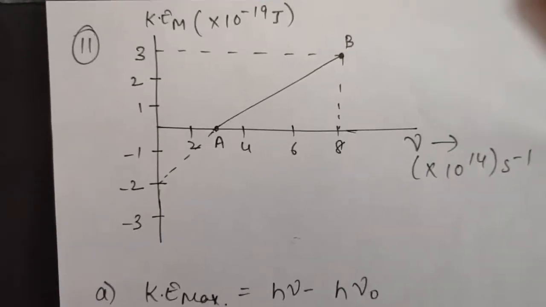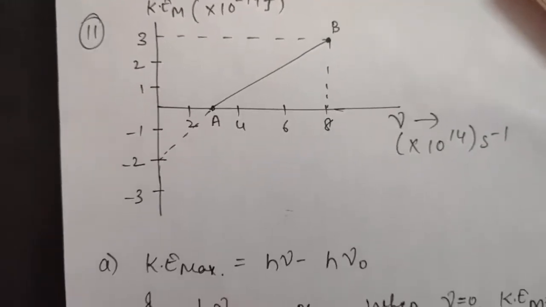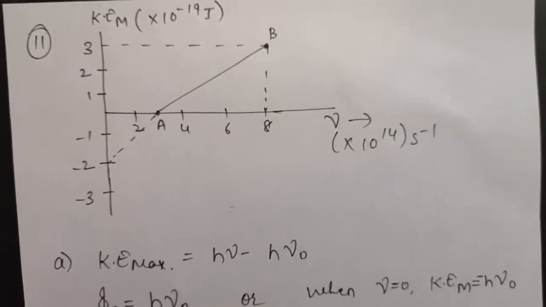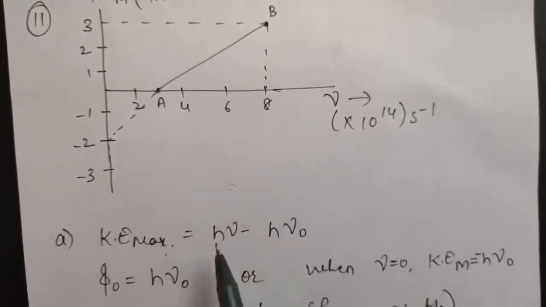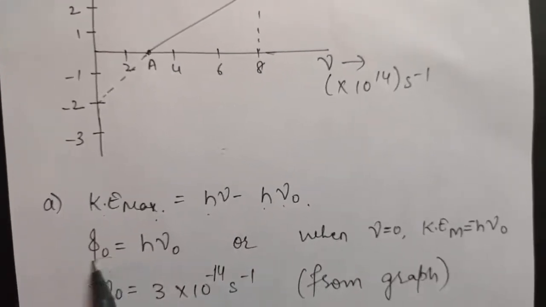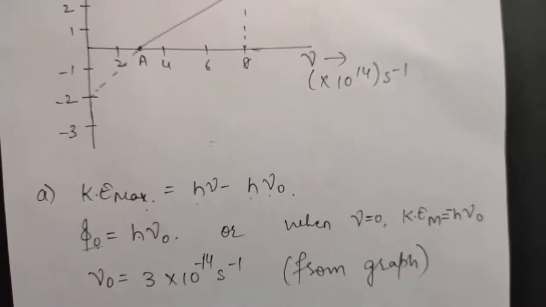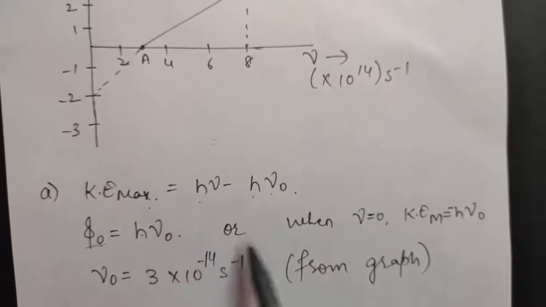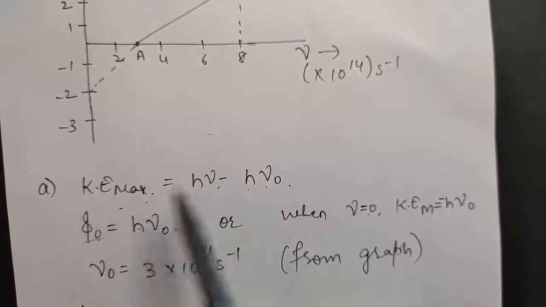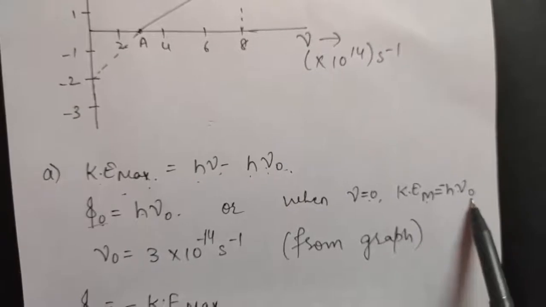Okay, so in question number 11, you are given a graph between maximum kinetic energy and frequency. And in first part, you have to calculate the work function of the metal. So now as you know, kinetic energy maximum is h nu minus h nu naught. So we know your work function is h nu naught. Okay, so here you can calculate work function by two methods, either by using this formula, or you can say when nu is 0 in this equation, kinetic energy maximum will become minus h nu naught, that is kinetic energy maximum will be equal to minus work function.